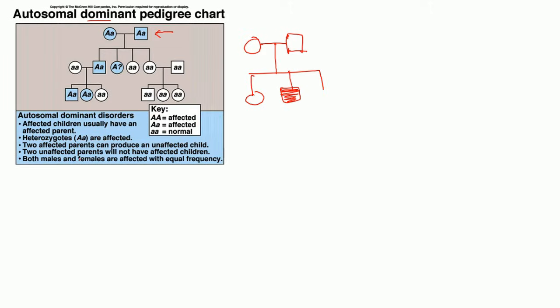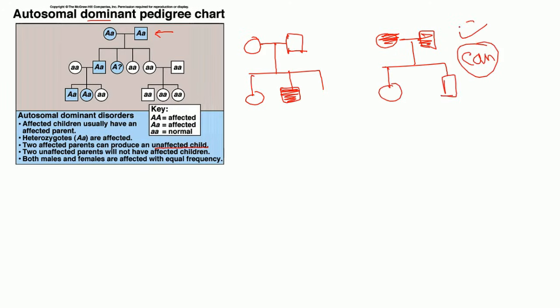Now 2 affected parents can produce an unaffected child, so it might happen that 2 affected parents can have an unaffected child. This thing is possible for autosomal dominant. Okay, 2 unaffected parents will never have affected children. This should never happen for an autosomal trait or autosomal dominant pedigree.